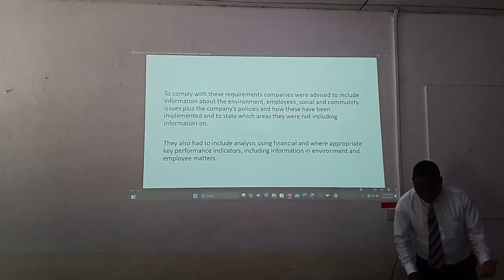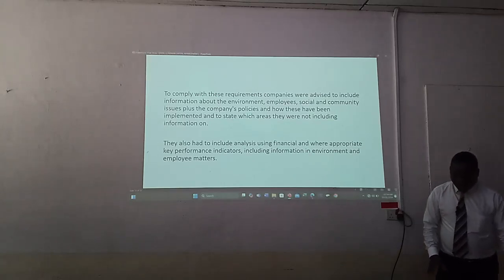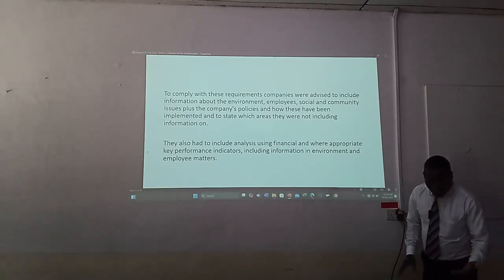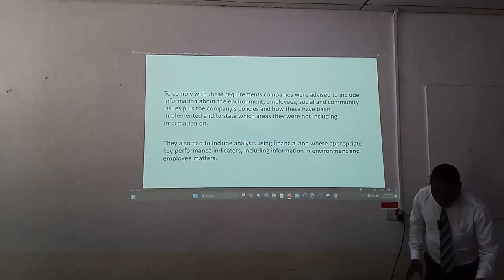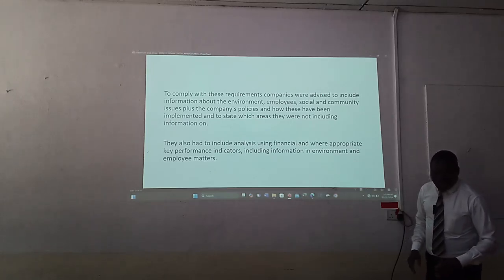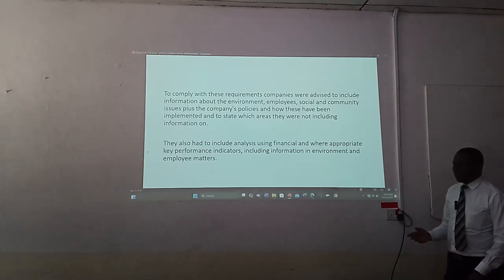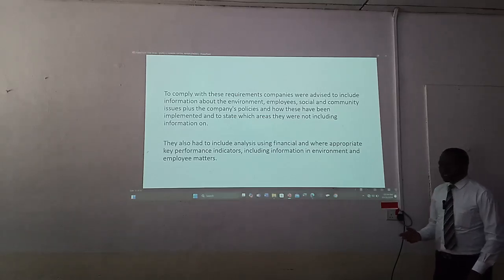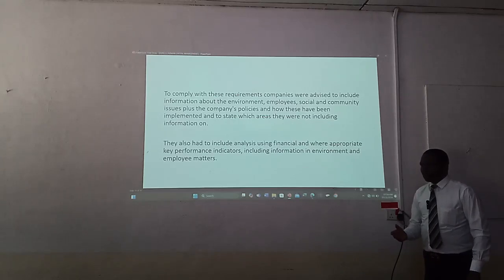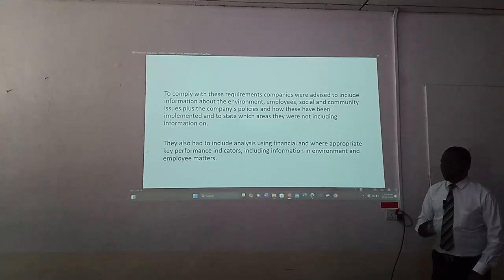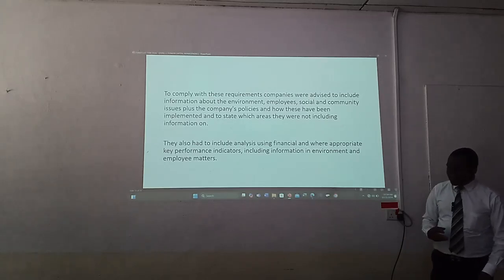Issues of social and community, plus the company's policies and how these have been implemented. Social and community policies, we're talking here about social responsibilities. As an organization, you have a social responsibility to make sure that you are able to help the people that have surrounded you.